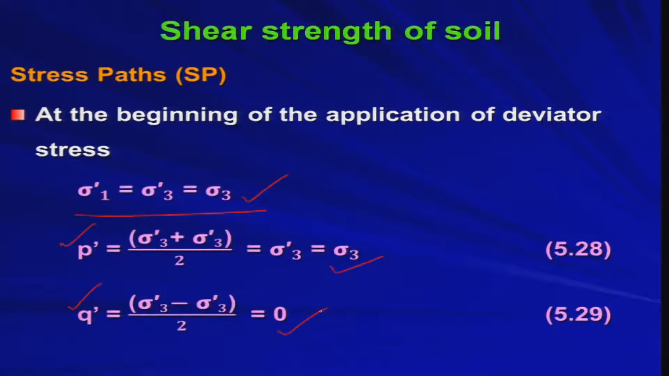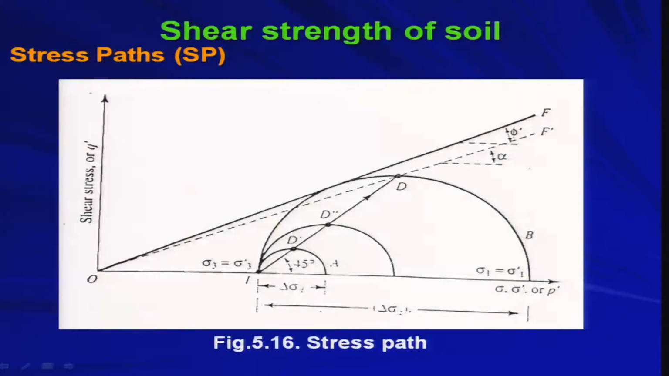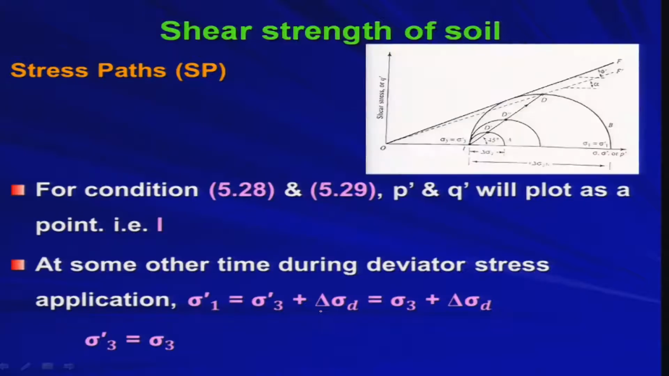Now, if you see this, for condition 5.28, what have you got? See, p prime is sigma 3 and q prime is 0. Now, in this q prime versus p prime space we are plotting, for conditions 5.28 and 5.29, p prime and q prime will plot as a point, that is I. So, that is the point.